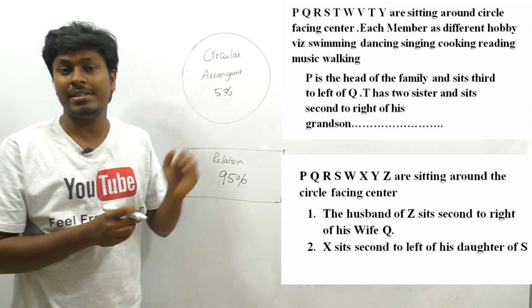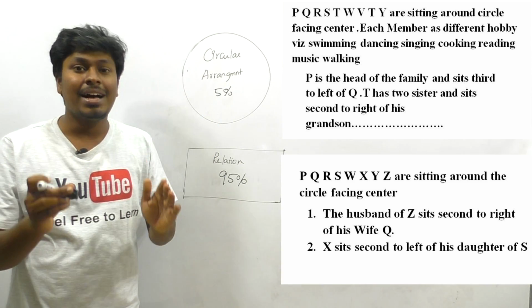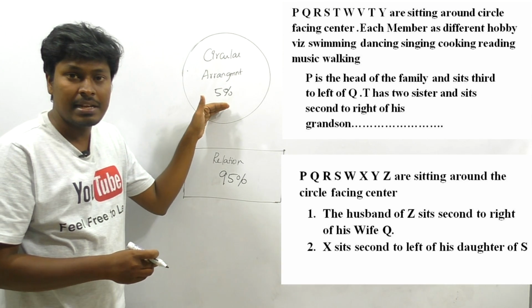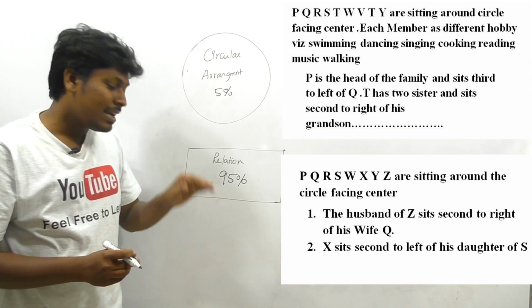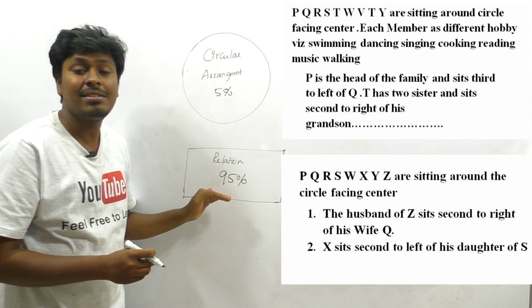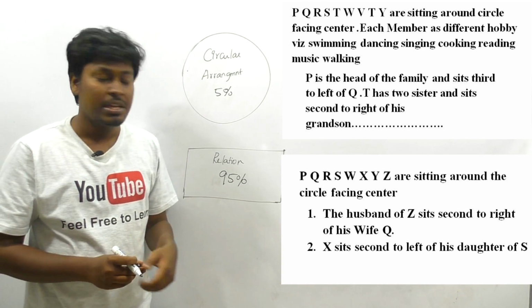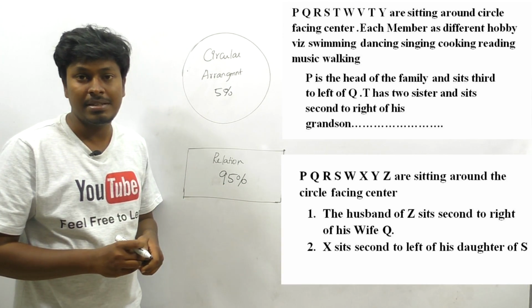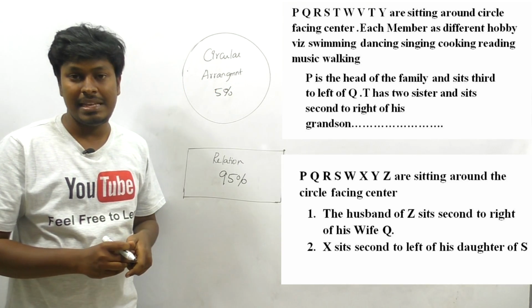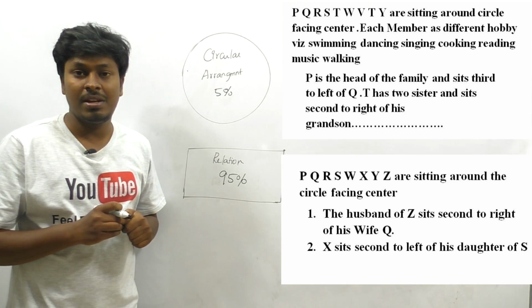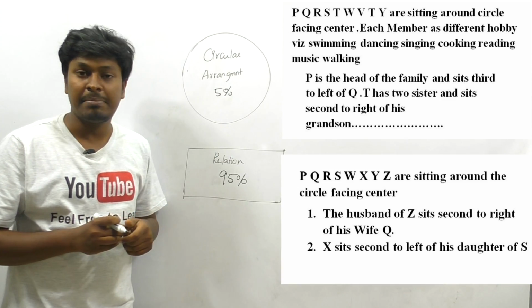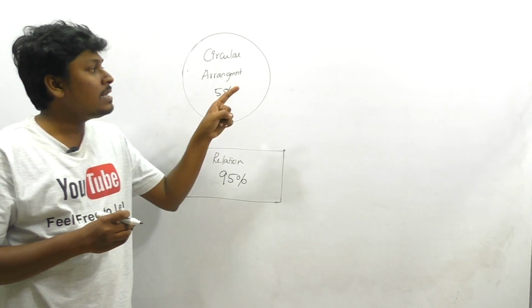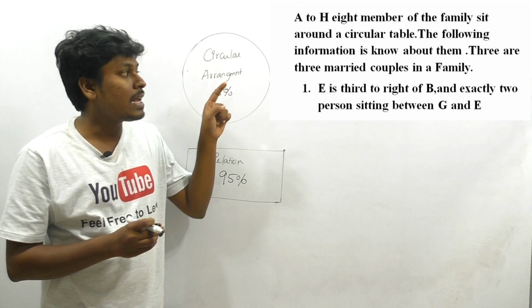So if this question occurs in your exam, our target is not to solve the circular arrangement. Our only target, 95%, is to finish the relationship of the persons. If you finish the relationship of the persons, solving the circular arrangement is easy. So according to our methodology, we call these sums type number 1. So friends, see the type number 2 question, friends. This is type number 2.